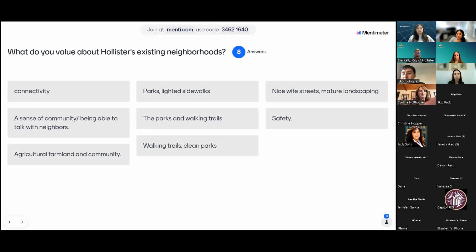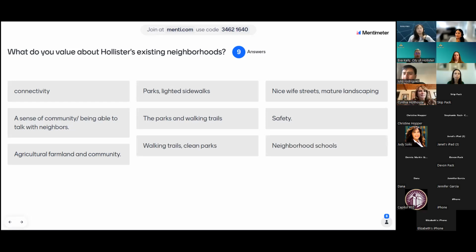Yeah, it seems here that walking trails and the parks are a big value add to the city. If anyone would like to go off mute and elaborate on any of these.